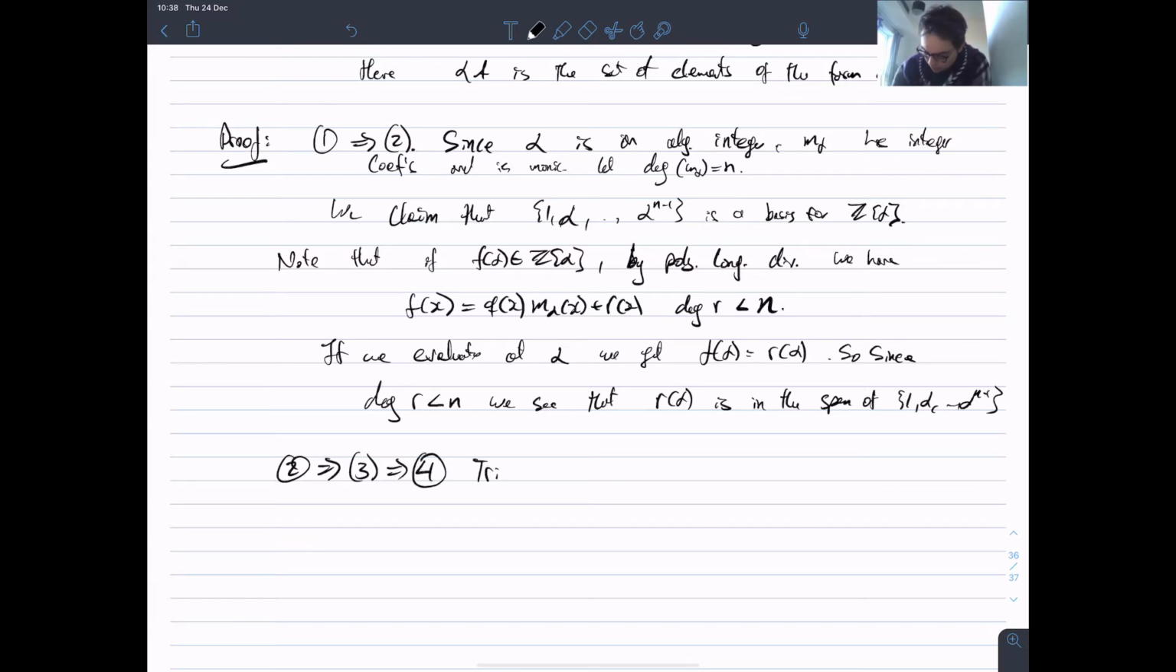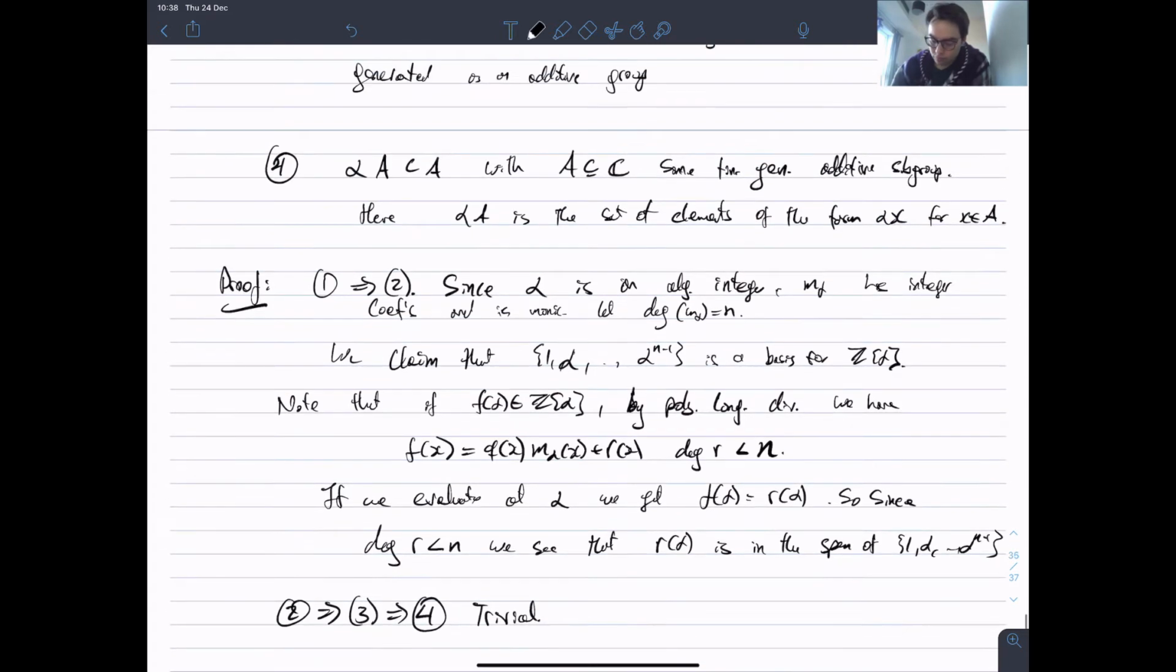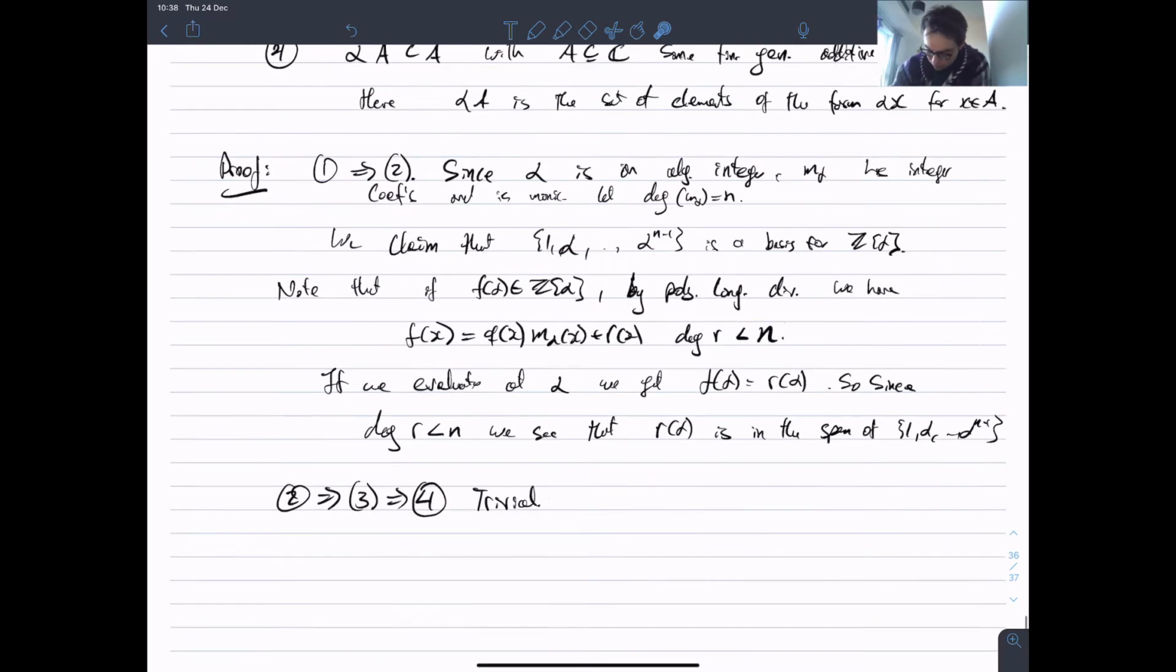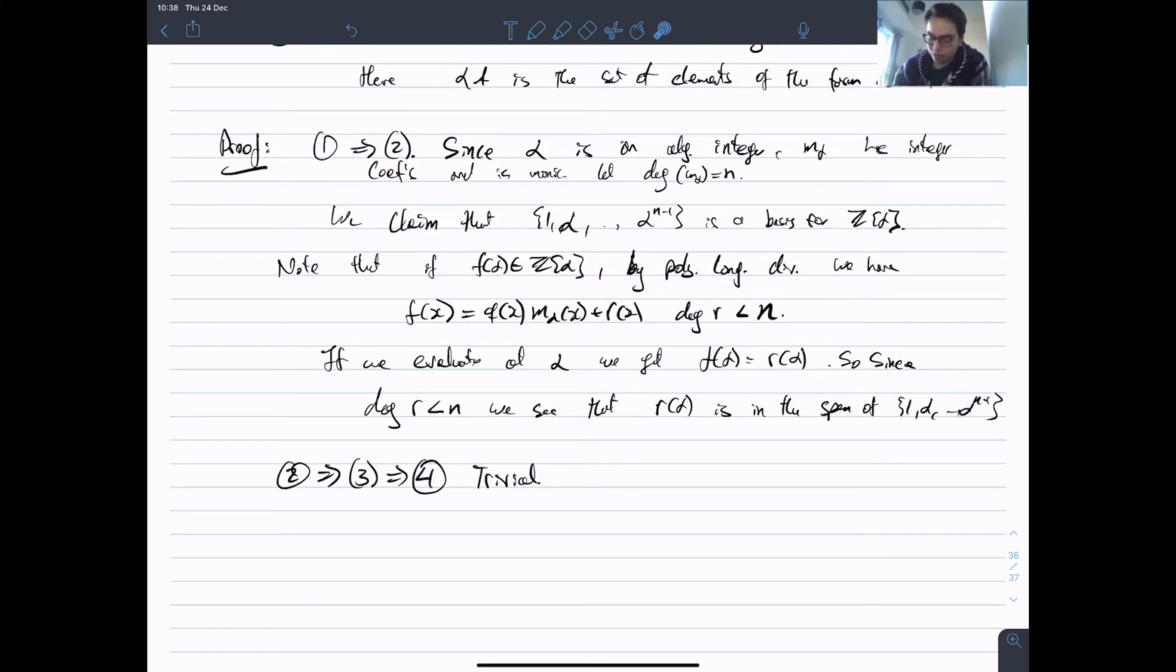Okay, so now 2 implies 3 implies 4. I claim this is trivial. So let's have a look at what it says. Alpha is some element of some finitely generated group. If this is finitely generated, then alpha clearly is an element of some subring, because just take Z[alpha] in here. Take your A to be Z[alpha]. There is some subgroup which is finitely generated, and if you multiply all the elements by alpha, it's going to have to stay inside of it. So 2 implies 3 implies 4 is true, there's nothing to check.